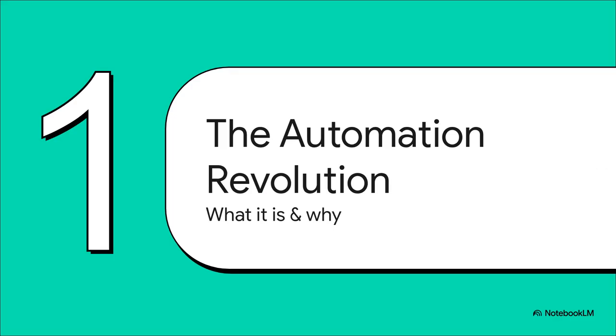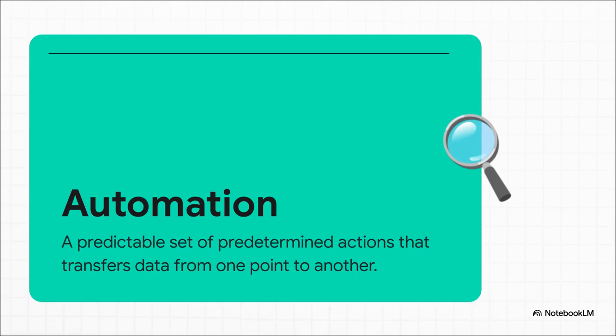Okay, so let's get right into the heart of it. What are we really talking about when we say automation in the world of software and workflows? And why is it becoming such an absolutely critical part of how modern businesses get things done? Now that definition, yeah, it sounds a little academic, right? A predictable set of predetermined actions that transfers data. But if we just break it down, it's actually super simple. The two parts you really need to care about are predictable actions and data transfer. Think about it. If you can't predict the steps, you can't automate it. And if there's no data moving around, you're not really automating much of anything, are you?